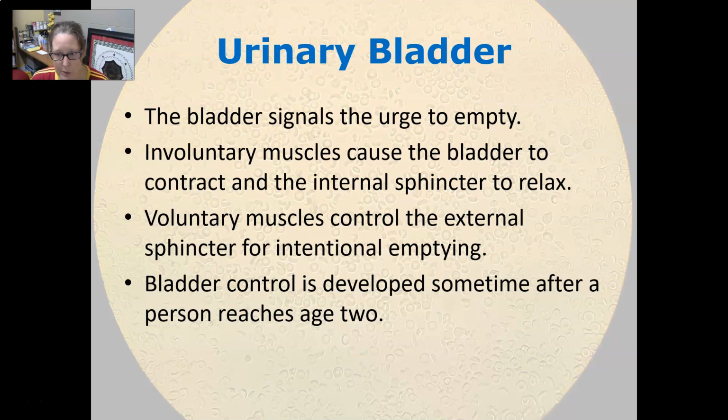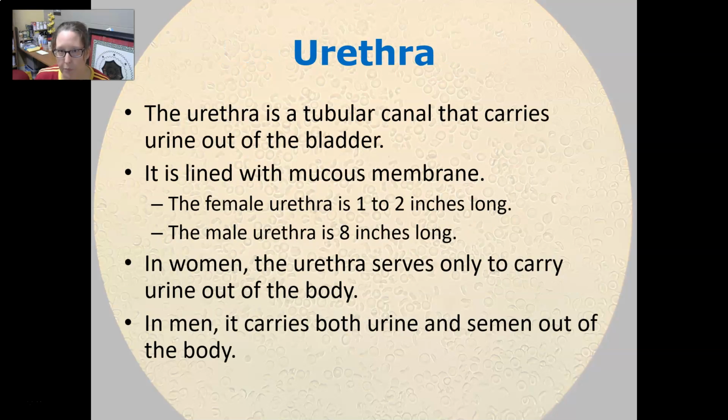And then the voluntary muscles control the external sphincter for the intentional emptying. So you will run over to the bathroom, you get on the potty, and then you can pee. And so that voluntary control is you controlling those voluntary muscles to let the urine out. Bladder control is developed sometime after a person reaches the age of 2, and that's the whole point of potty training: bladder control, but also feces control, so defecation control. But it starts with bladder control.